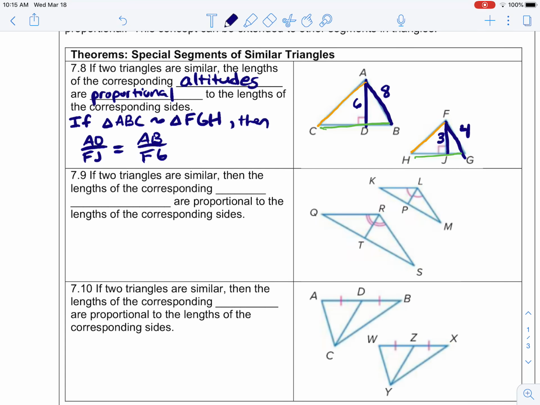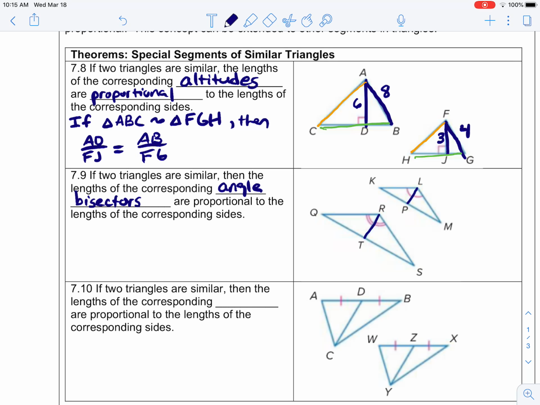All right, so in the second diagram, notice that we have another one of our special segments. In this case, we are looking at our angle bisectors. Recall an angle bisector is a segment that splits an angle into two congruent parts. So LP splits angle L into two congruent parts, and RT is an angle bisector that splits angle R into two congruent parts. So that same relationship that we talked about with our altitudes is going to apply here.